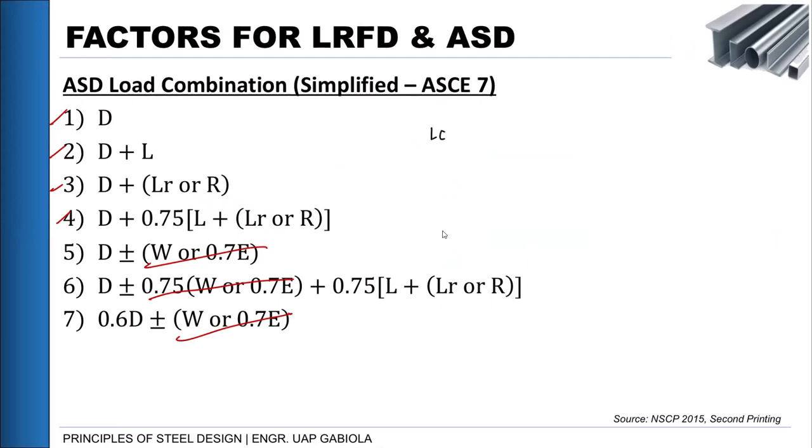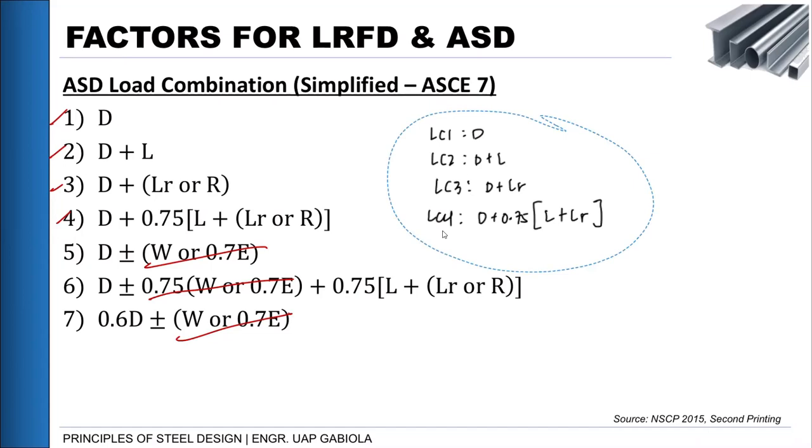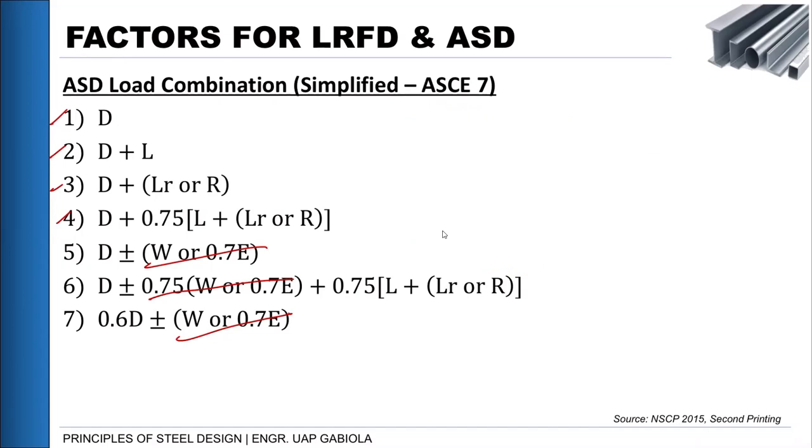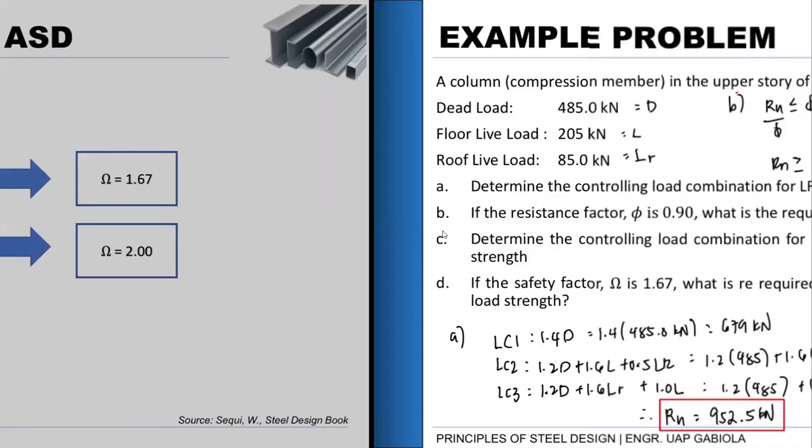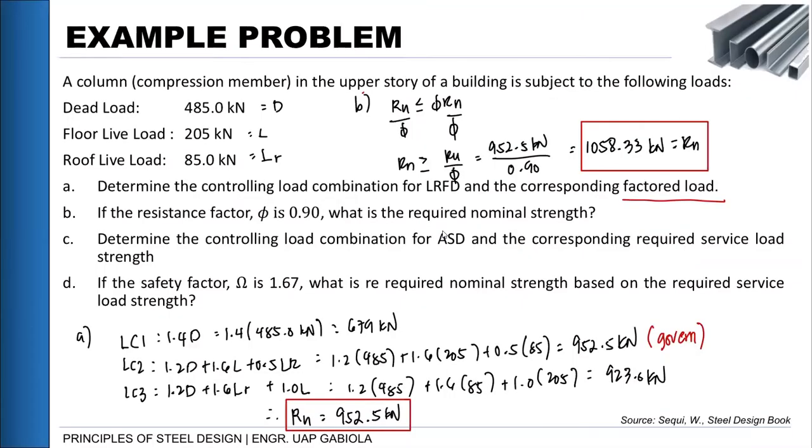So, we have LC1 is equals to D, LC2 is D plus L, LC3 is D plus LR, LC4 is D plus 0.75 ng L plus LR. So, yan yung gagamitin nating load combo para dun sa ASD natin. Okay? So, let's get back dun sa problem natin and then let's use another sheet.